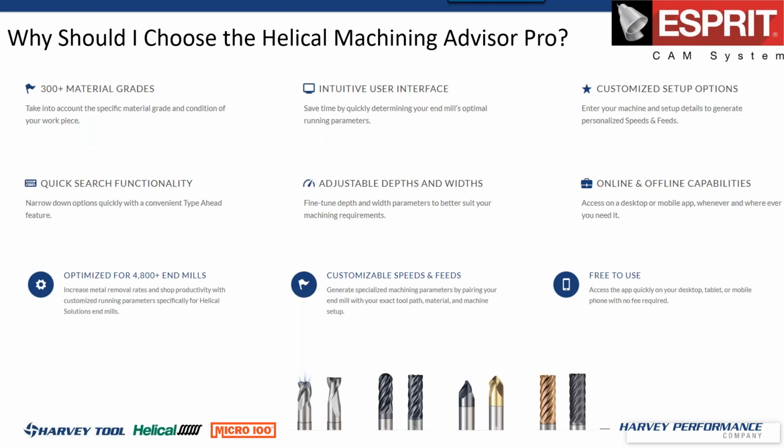The interface that you'll see on the Machining Advisor Pro is pretty intuitive, and you can customize different setup options for your shop, what machine you're on. You may have a light duty machine, you may have a heavy duty machine. It has quick search functionality, so when you're looking for a tool, if you have minimum information, you can start typing and it would be populated. Feeds and speeds and depth of cuts are all adjustable.